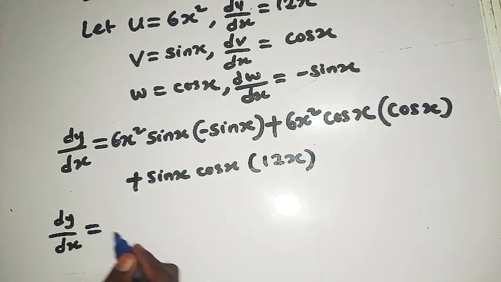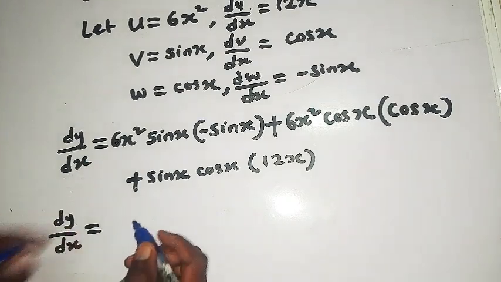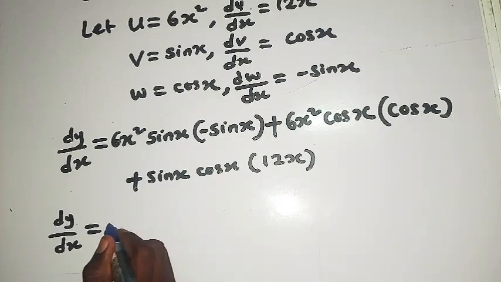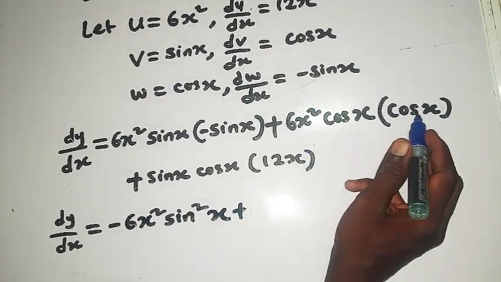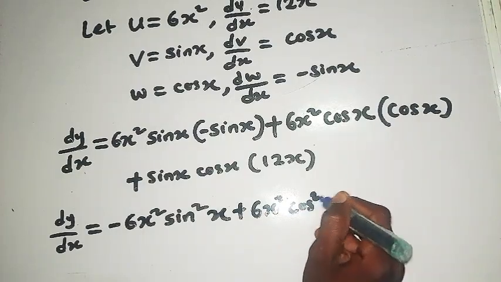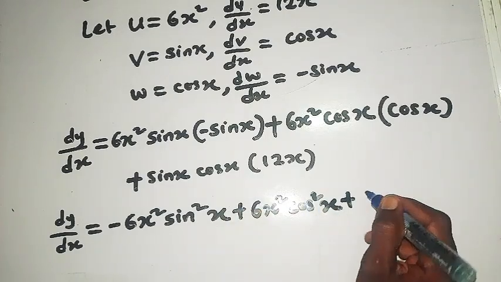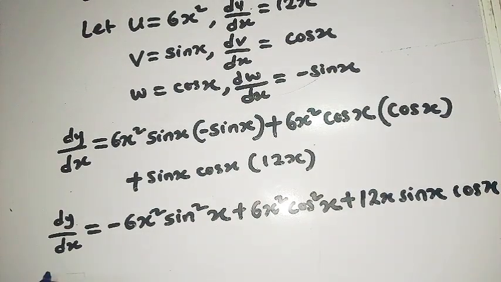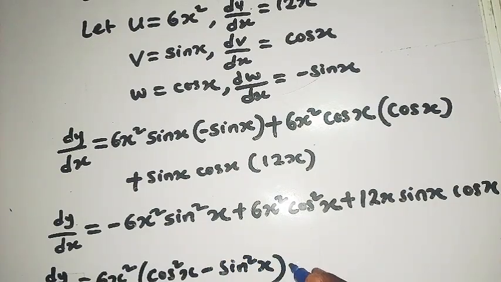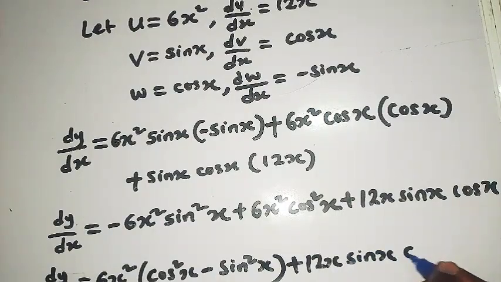dy/dx will now be equal to 6x squared sine x multiplied by minus sine x, that is minus 6x squared sine squared x, plus cos x multiplied by cos x, that is 6x squared cos squared x, plus, if you multiply the three together, it's 12x sine x cos x. dy/dx will now be equal to, 6x squared is common to both sides here. Let's factorize it out. That is 6x squared into bracket of cos squared x minus sine squared x plus 12x sine x cos x.